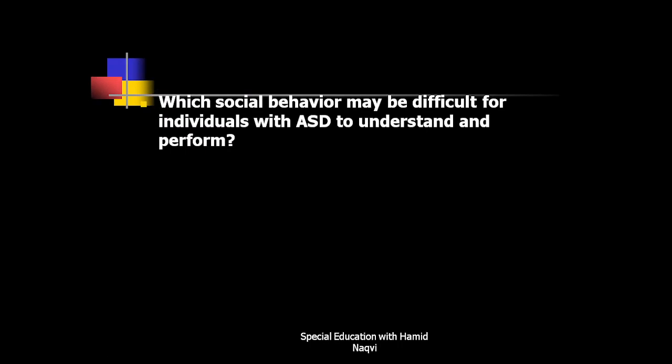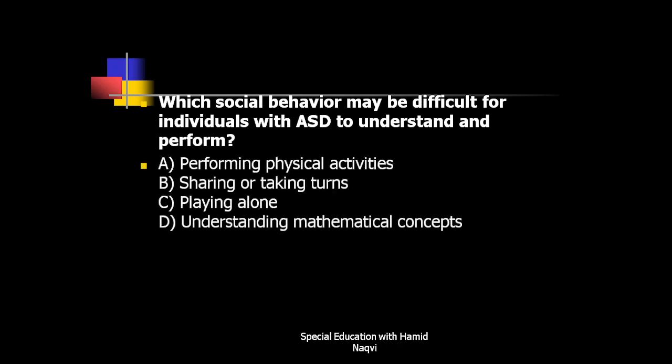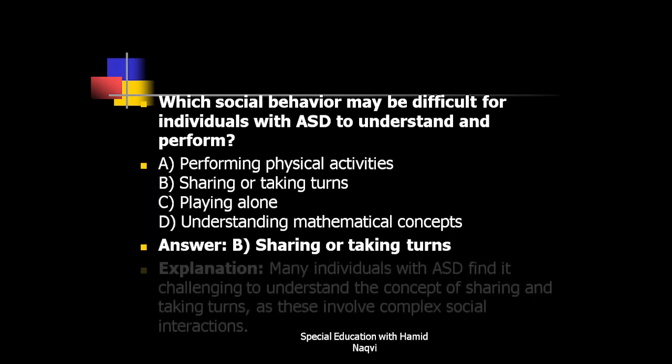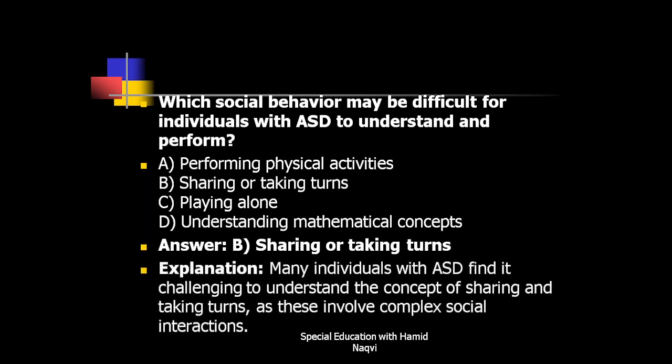Which social behavior may be difficult for individuals with ASD to understand and perform? Performing physical activities, sharing or taking turns, playing alone, understanding mathematical concepts. Answer is sharing or taking turns. The reason is many individuals with autism find it challenging to understand the concept of sharing and taking turns, as these involve complex social interactions.